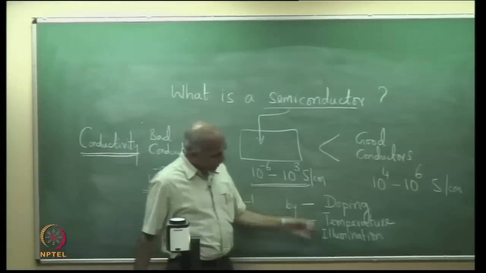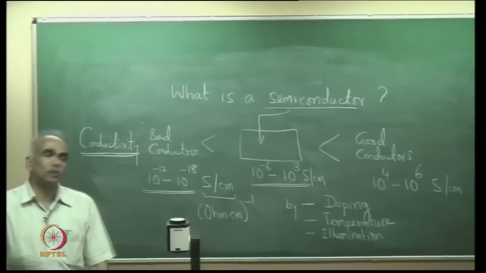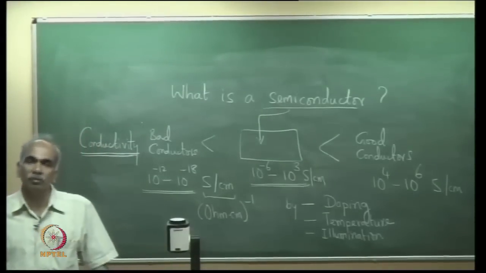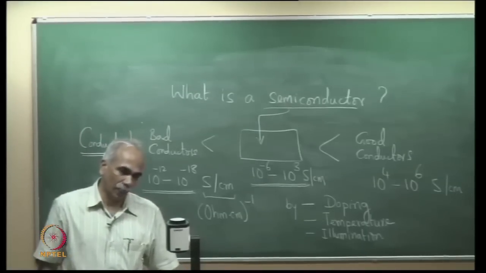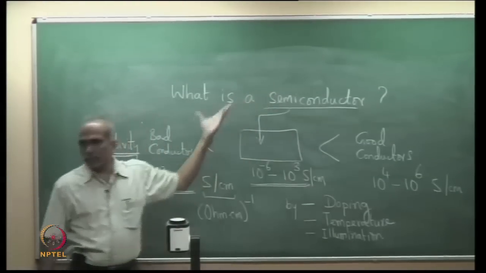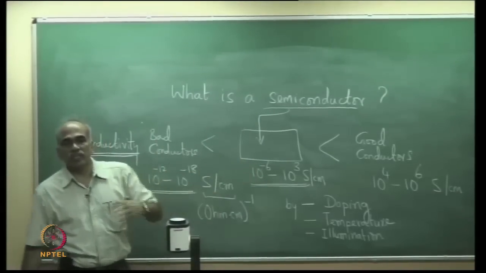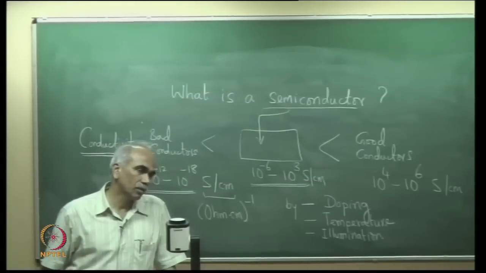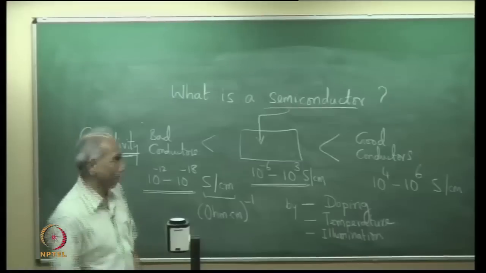Because of these reasons, a semiconductor has become very important, because you can change its conductivity by any one of these means, or by injecting carriers into the medium, which suddenly changes the conductivity, and this can lead to switching mechanisms. So a semiconductor is a material whose conductivity lies between those of good conductors and bad conductors, and whose conductivity can be changed by orders of magnitude by doping, temperature or illumination.